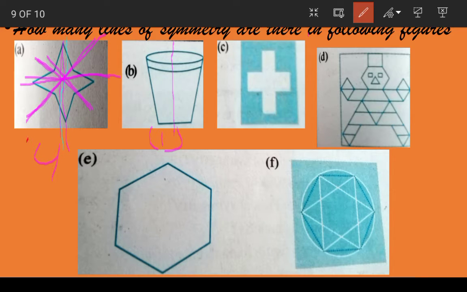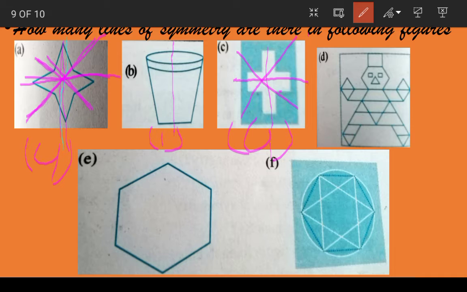Okay, now a plus sign. So remember always, here it is also a kind of plus, but here it has 4 lines of symmetry. So first these two, and then the third one, and then the fourth one. So it also follows the 4 lines of symmetry.